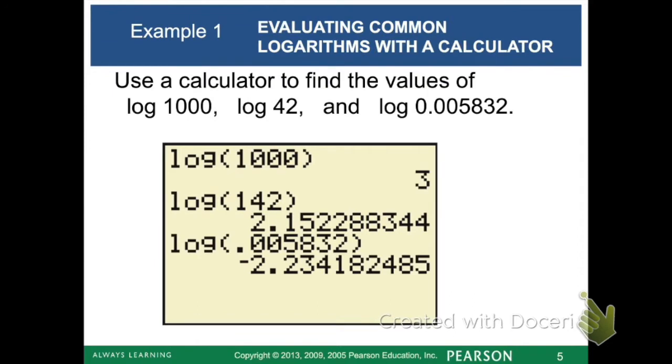So example 1, let's practice evaluating some logs that are all base 10. We have log of 1,000, which equals 3. We have log of 42, which equals about 2.15. And we have log of 0.005832, which equals about negative 2.23. Make sure that you actually plug these three problems into your calculator to practice using your calculator for evaluating logs.